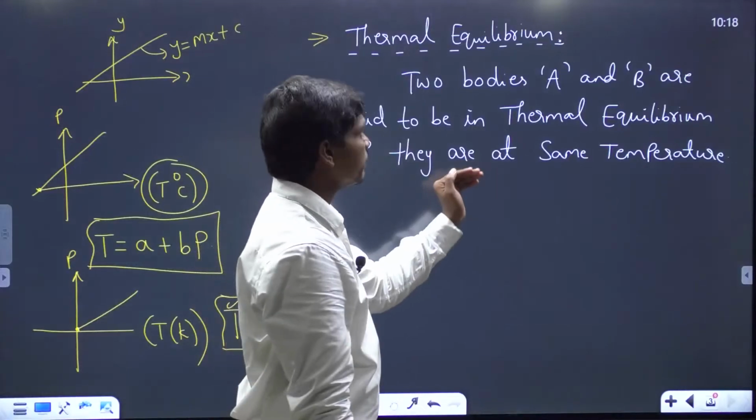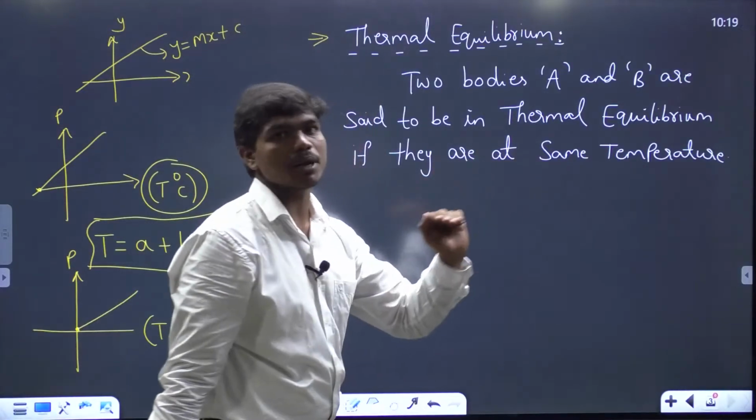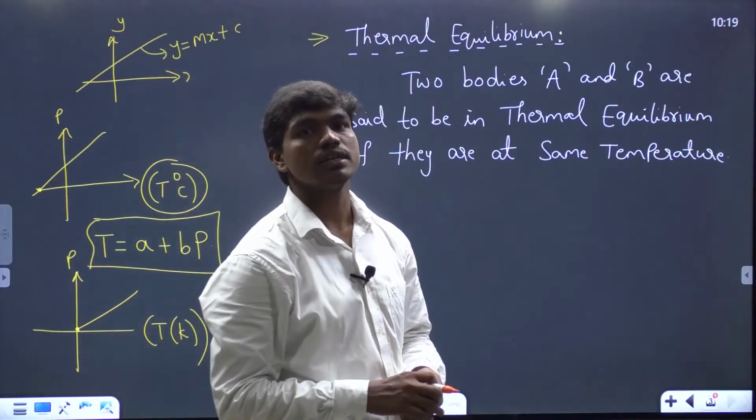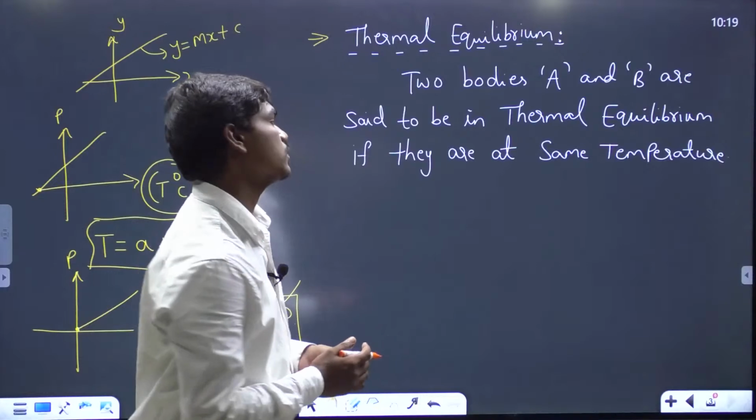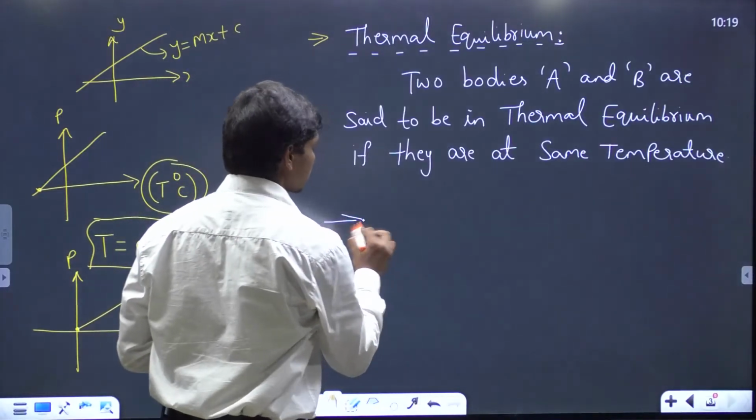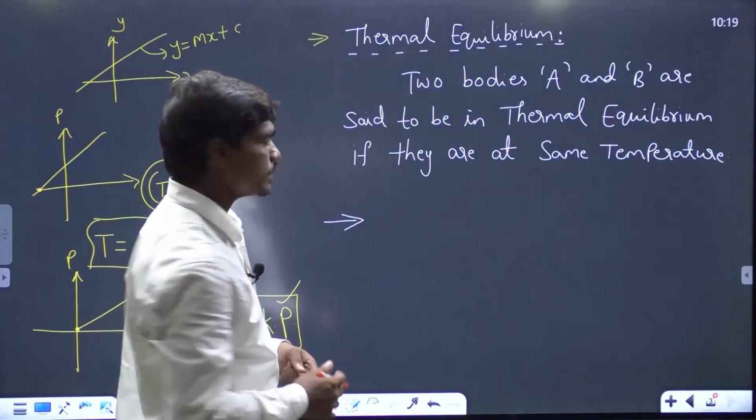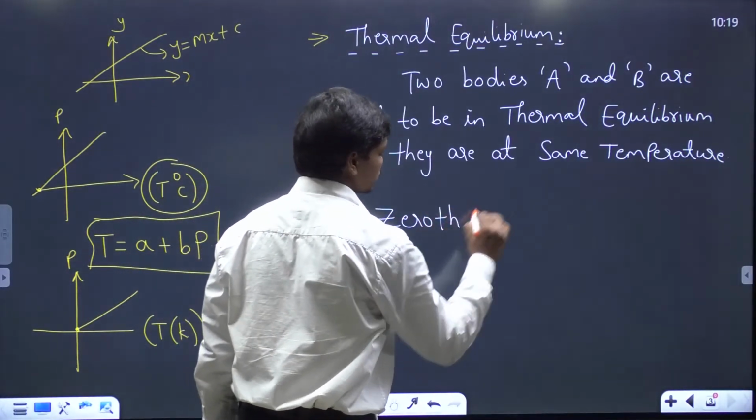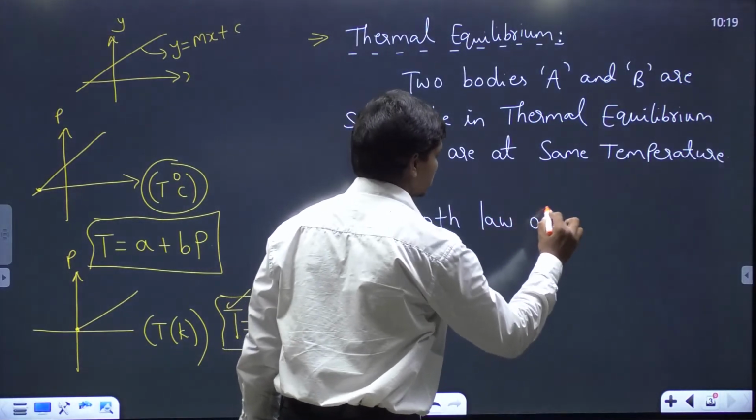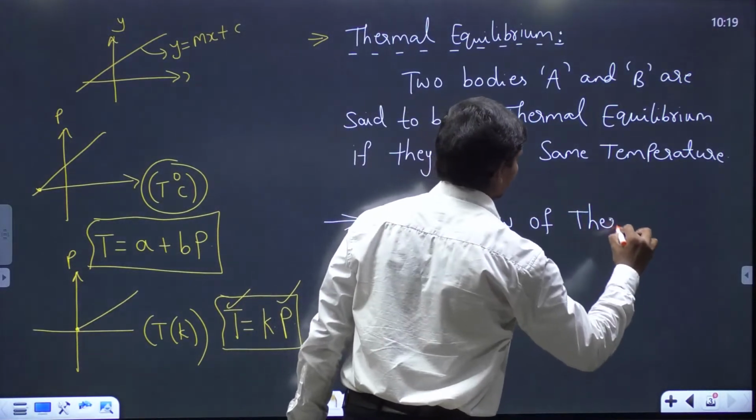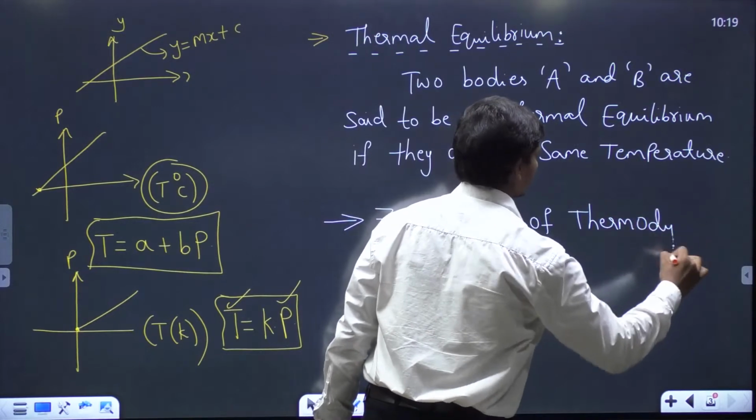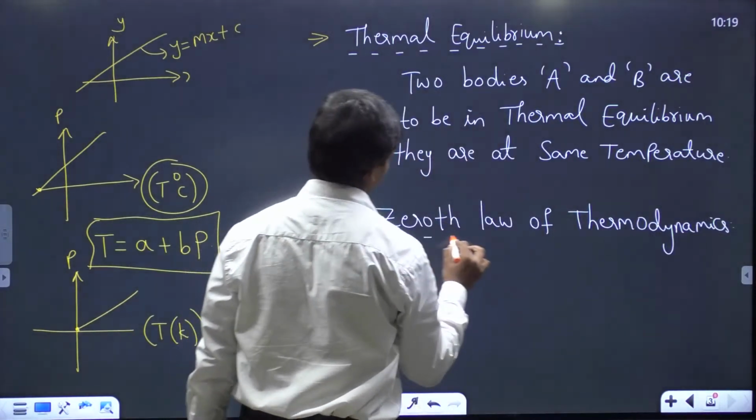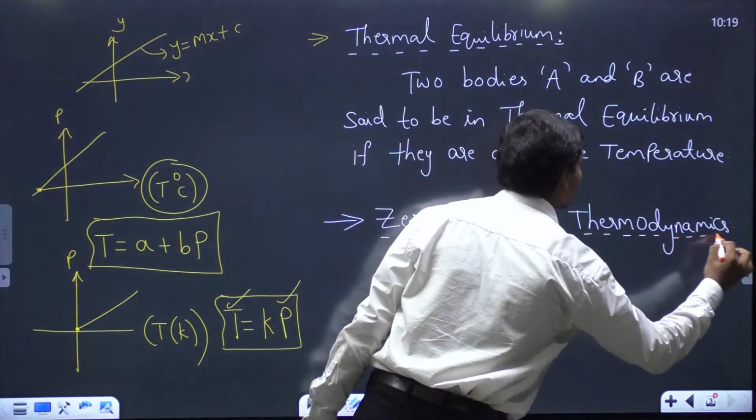So two bodies A and B are said to be in thermal equilibrium if they are at the same temperature. Means the equality of temperature is the only condition to say that two bodies are in thermal equilibrium with each other. Okay, so with the help of this thermal equilibrium definition, I would like to write some statement which is also named as the zeroth law of thermodynamics. Let us formulate what this zeroth law of thermodynamics is.